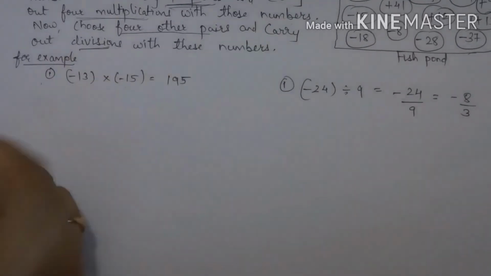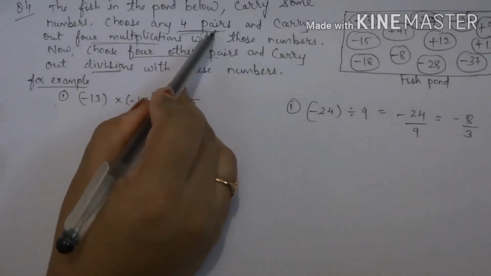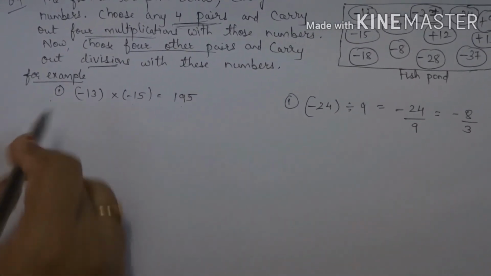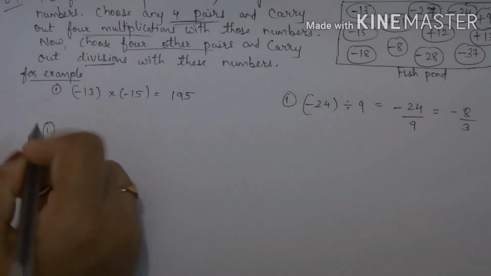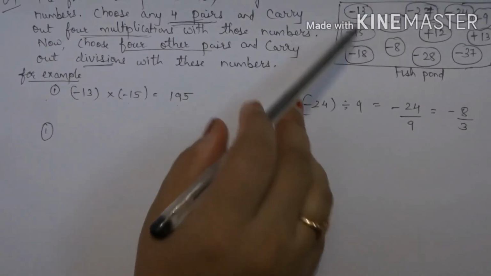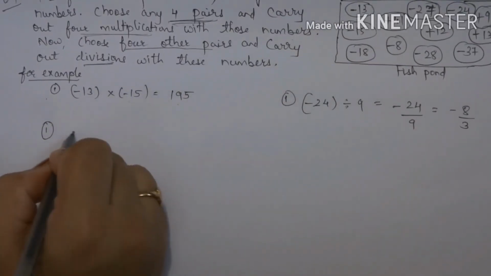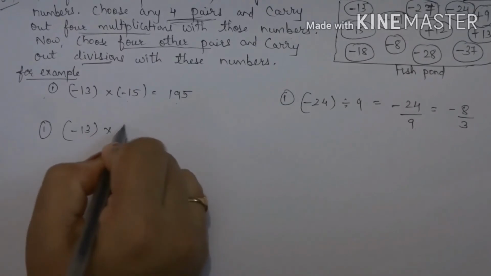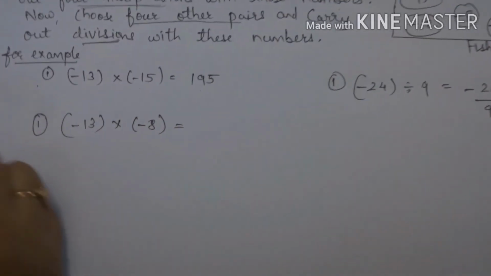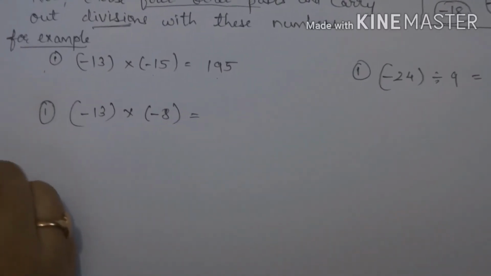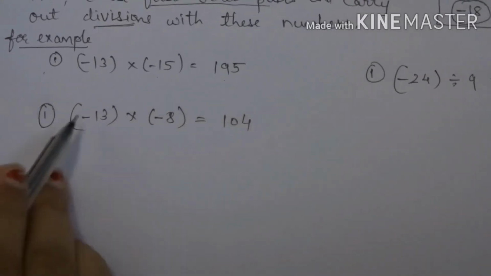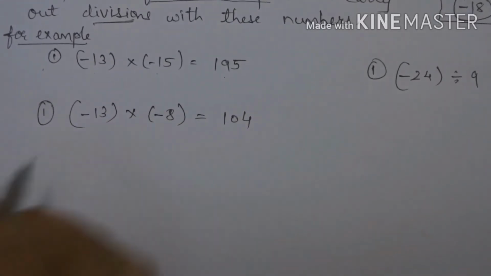Now children, let us find how many pairs we want. We want 4 pairs. So I am finding 2 pairs. The remaining 2 pairs you all find out. See the first pair. From these only we have to choose for multiplication. I am taking minus 13 and 8. So minus 13 multiplied by minus 8. 8 3s are 24, 8 1s are 8, then 104. See the sign, minus minus plus, plus no need of giving.